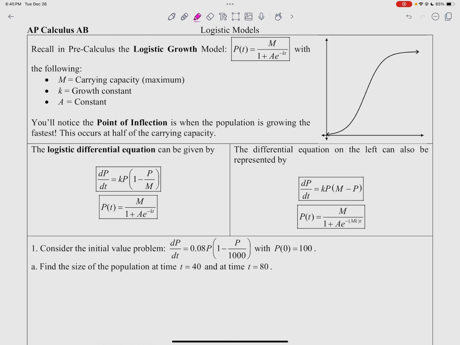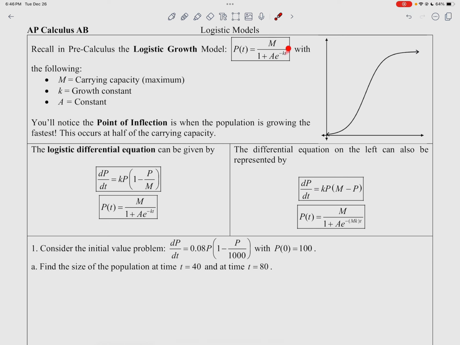Alrighty, in this lesson we are going to be talking about logistic models, which, surprise, is your last AB lesson for the semester. Yay! I want you guys to think about what we did back in pre-calc in terms of the logistic growth model, and we gave you this equation right here.